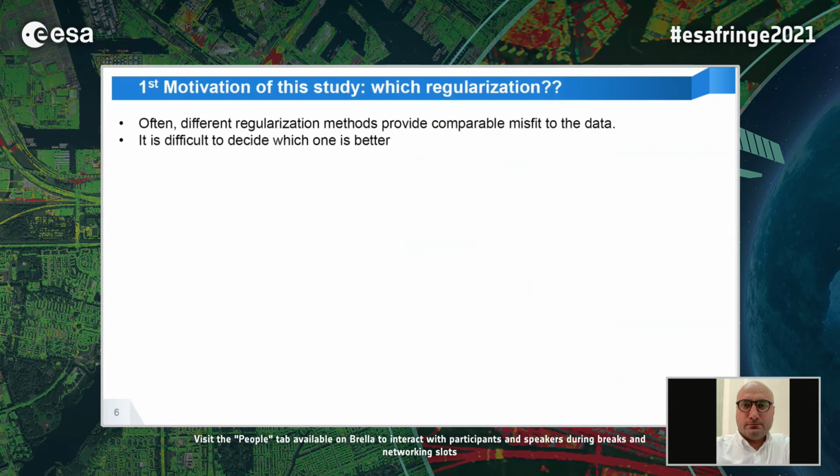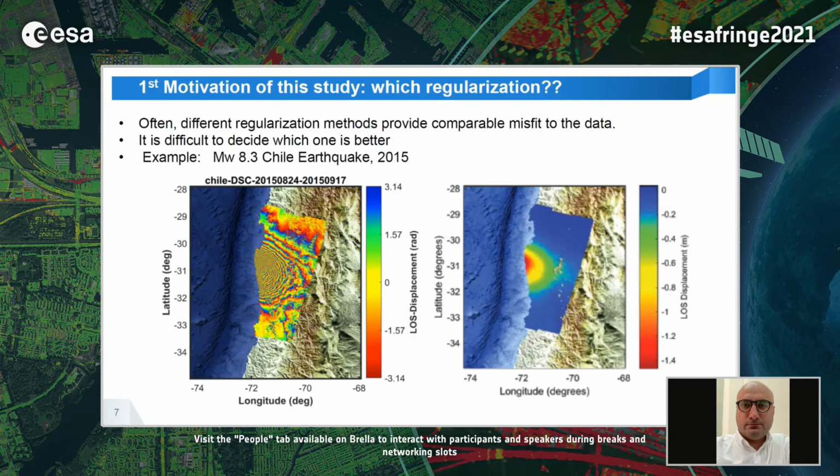Often, different regularization methods provide comparable misfit to the data. It is difficult to decide which one is better. This is just one very simple example on the Chile earthquake, where you see the wrapped and unwrapped interferogram. In the next slide, we see the estimated slip from two different methods.